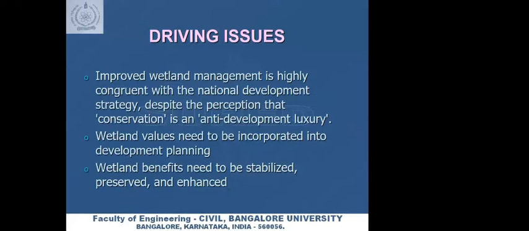So then what are the driving issues that need to be addressed? Now, improved wetland management is how best it can be done. But sometimes the authority or society, who are not aware of the wetland values and processes, feel it is an anti-development luxury. I don't know where we land up with this statement. However, wetland values need to be incorporated in development planning. That is what needs to be driven as an issue, and wetland benefits need to be stabilized, preserved, and enhanced.